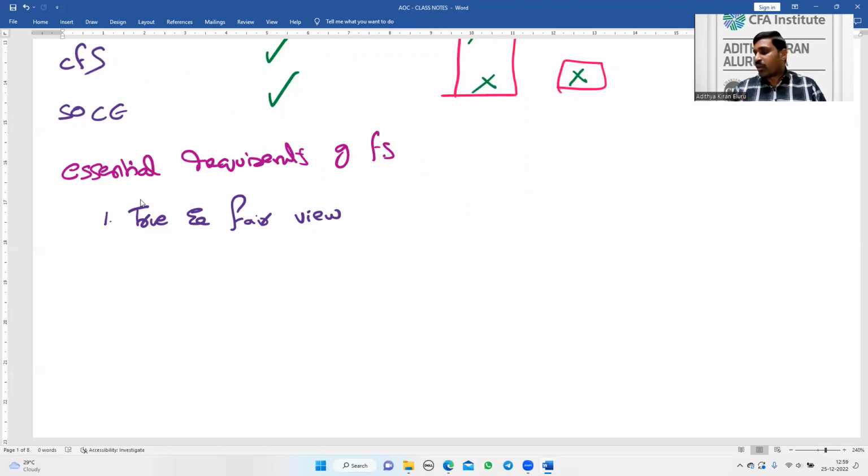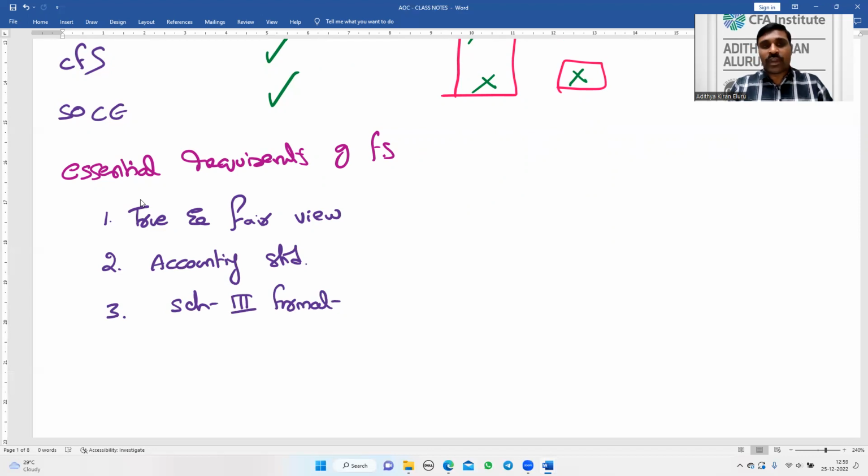They have to prepare a true and fair view, and they need to follow accounting standards. And they have to prepare the balance sheet in Schedule 3 format. Basically, these are the three requirements of financial statements.